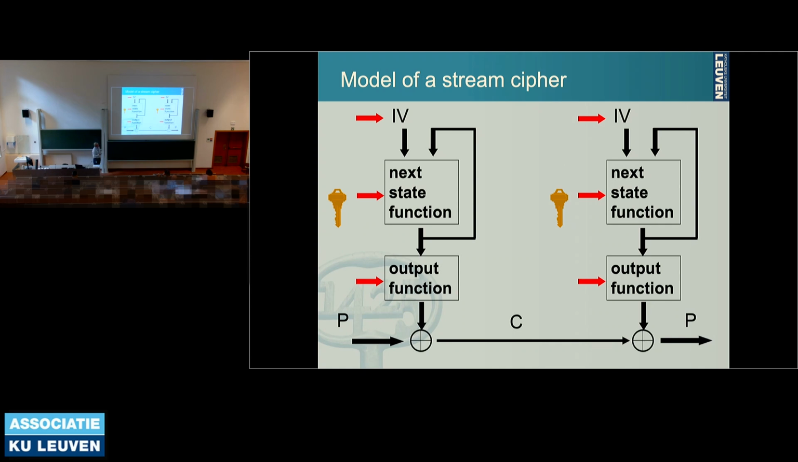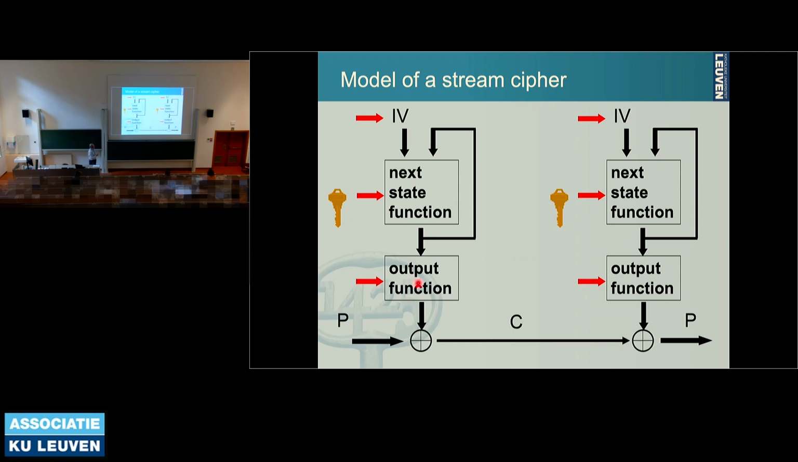And so, in general, we can make the initialization value depend on the key, we can make the state update depend on the key, and we can make the output function depend on the key, or we can take some of these parts constant and public and let only other parts depend on the key. That depends on how we design the stream cipher.